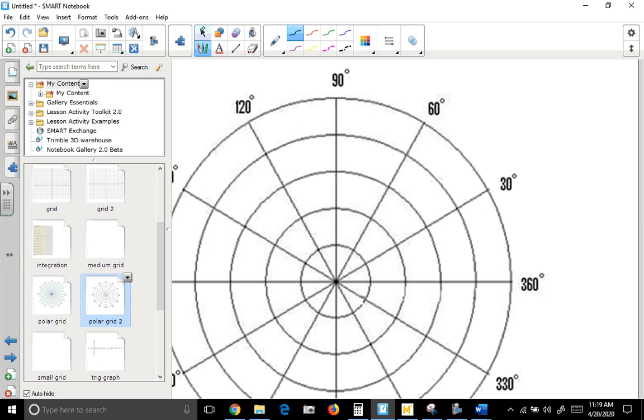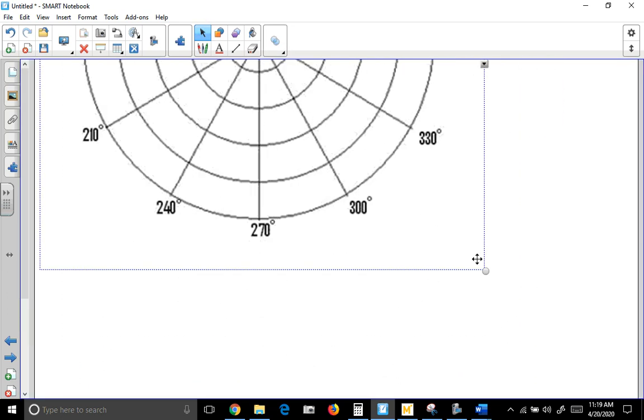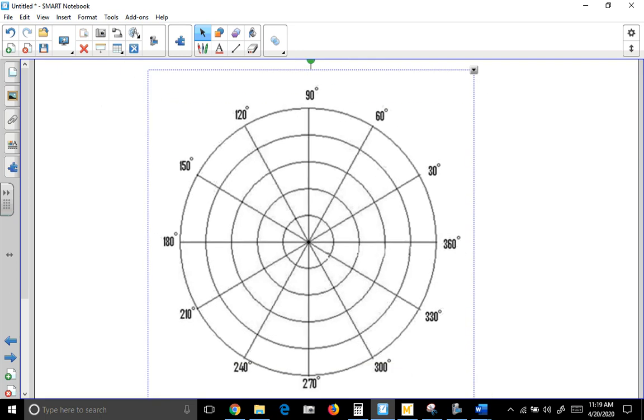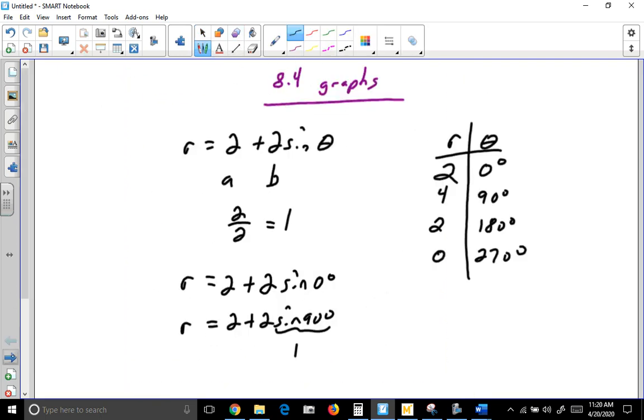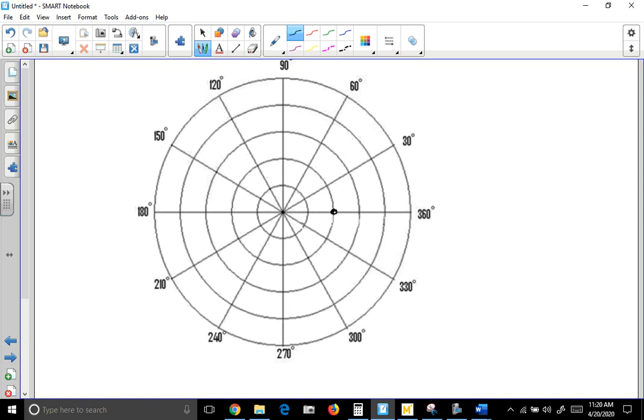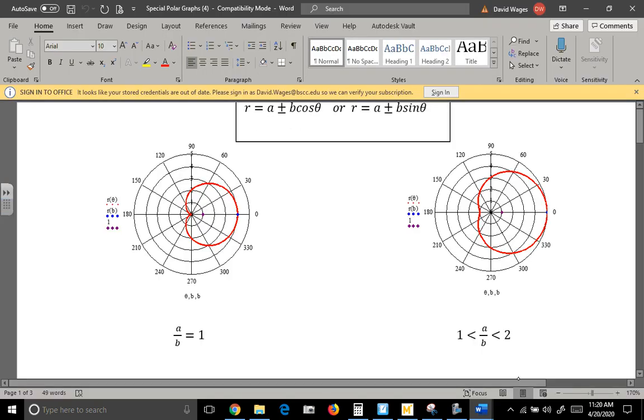So if we pull up a grid, let's plot each of these, and let's shrink our graph just a little bit so it fits on our page better. In a direction of 0 degrees, our radius is 2. In a direction of 90 degrees, our radius is 4. 2 here, and in a direction of 270, 0. So the question is, from those 4 points, how are we going to draw this graph? Notice these 2 points are equidistant from the origin. This point is the maximum radius, and that's the minimum radius.